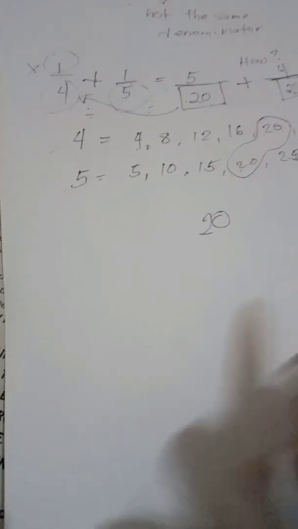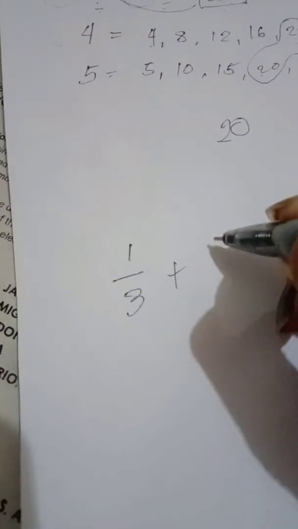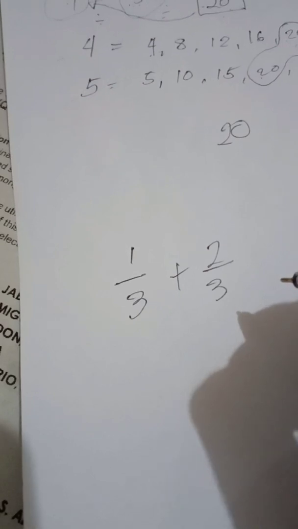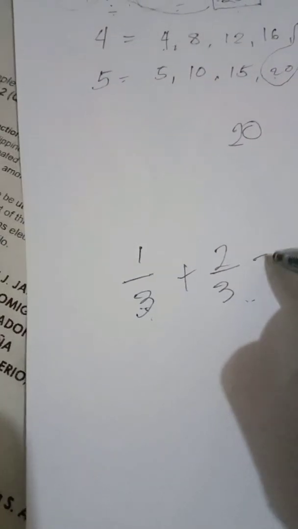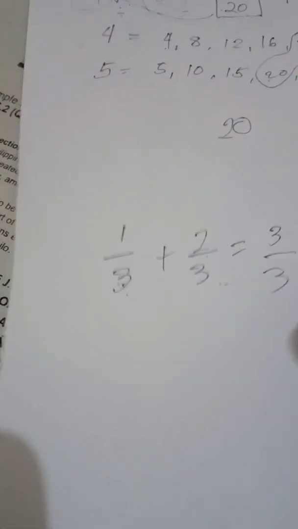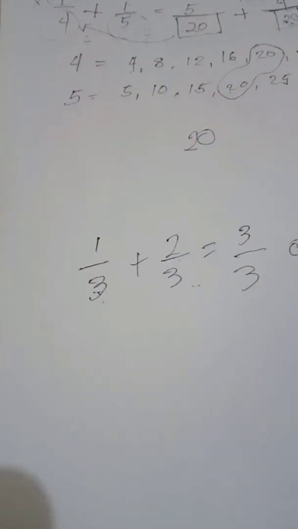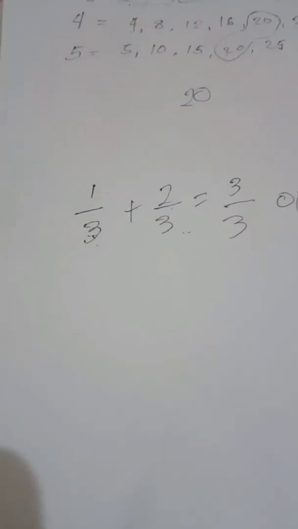So next, let's do another example. Example number 2, we have 1/3 plus 2/3. In here they are the same denominator, so they are similar fractions. So we simply copy the denominator and just add 1 plus 2, that is 3. Or 3 divided by 3 is 1. So the answer is 1 whole. So that is very easy.